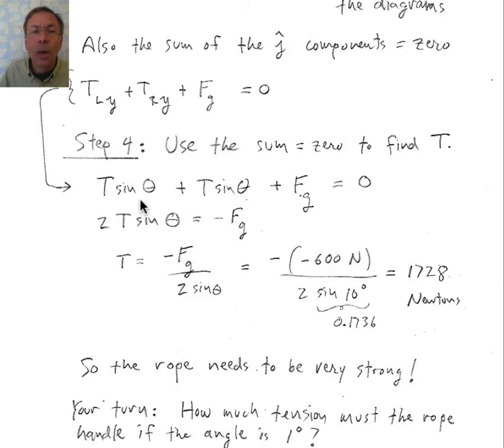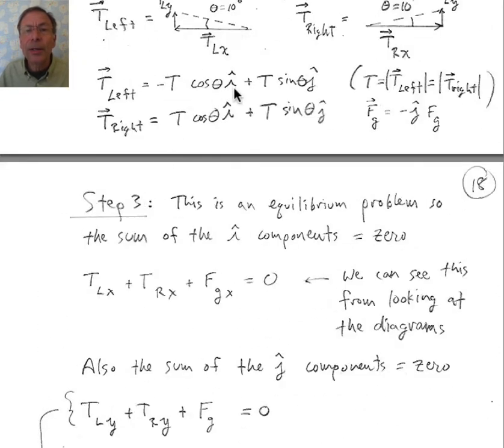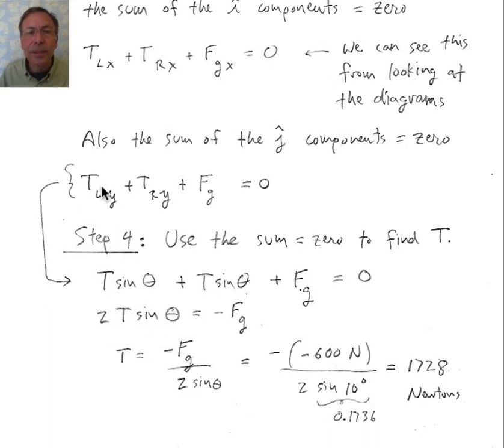Okay, so let's plug in the things we found. T left y is T sine theta. T right y is T sine theta also. And this is Fg. Now these are going upward, but this one here is going downward, so there's a negative sign hiding in there somewhere. These are identical, so it's 2T sine theta. I subtracted Fg from both sides, and so I get that T must be equal to minus Fg over 2 sine theta.